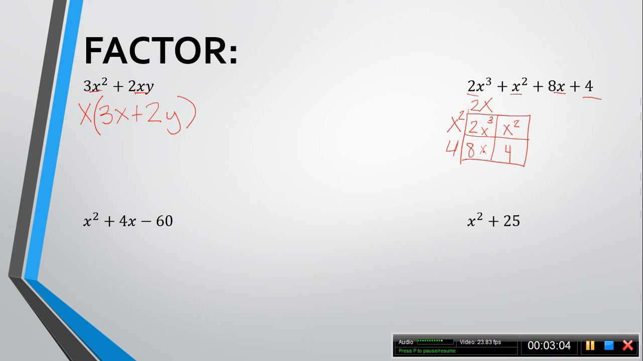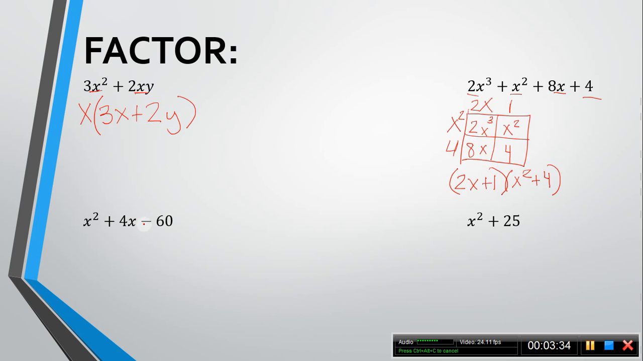And x and x, I already have the x, so I don't have to have an x here. Then I want to look. 4 times what will give me 4? Well, that's pretty easy. That's 1. Now I'm going to double check. Does x squared times 1 give me x squared? Yep, that's true. So now I can write my 2 factors. I'll have 2x plus 1 and x squared plus 4.